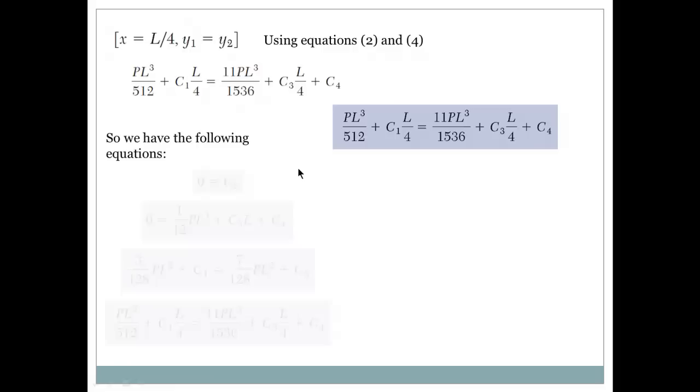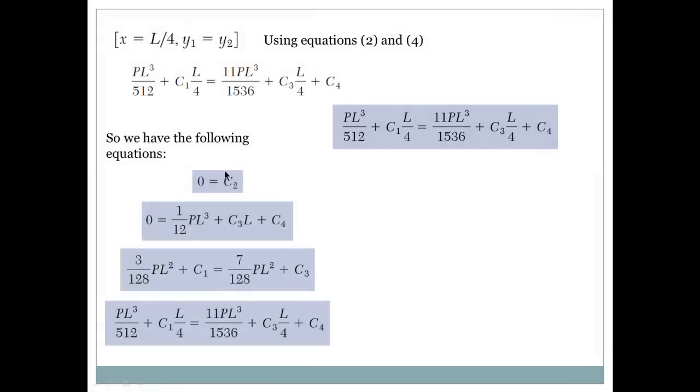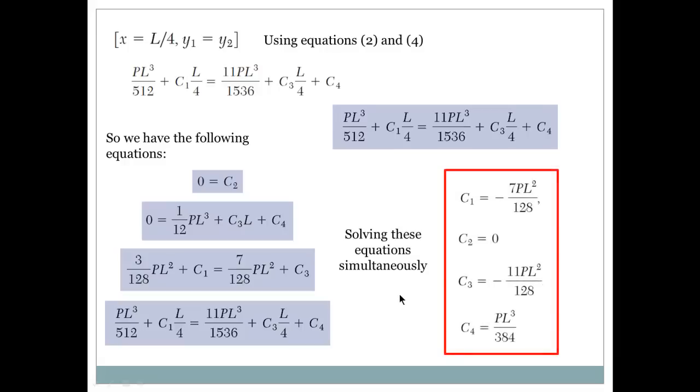Now we have the following equations. We have equations 1, 2, 3, 4, and they have C1, C2, C3, and C4. So 4 equations and 4 unknowns. So solving these equations, and this is the hard part, guys. If you can solve these equations simultaneously, you will end up having C1 equals this value, C2 equals this value, C3 equals this value, and C4 equals this value.